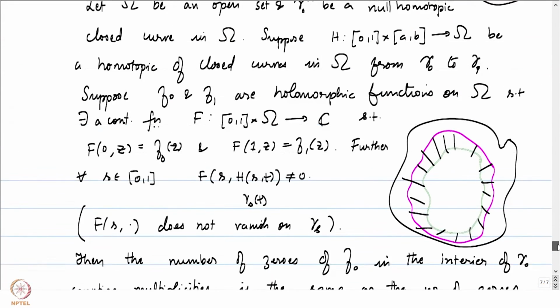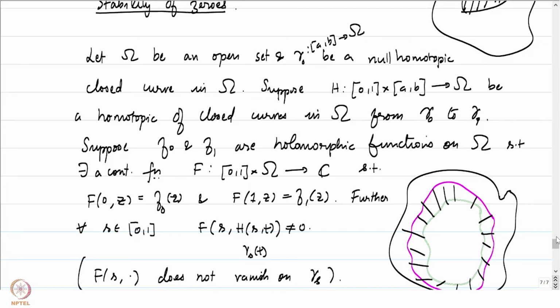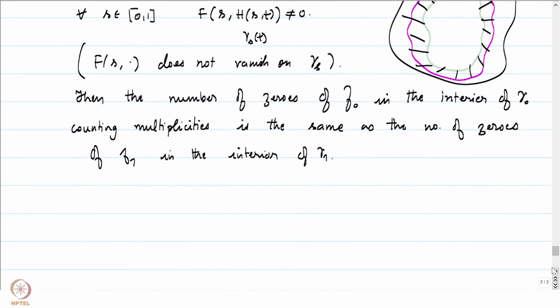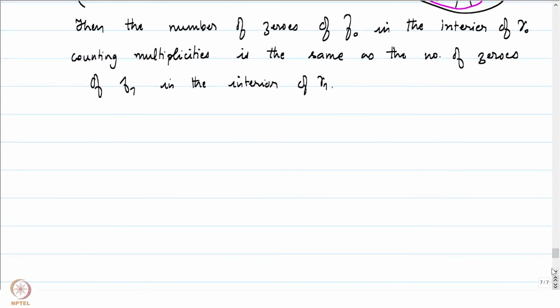Notice that the only assumption was about gamma 0, and gamma 0 was assumed to be a null homotopic curve. Because homotopy is an equivalence relation, gamma 1 is also going to be a null homotopic curve, and the interior of gamma 1 is defined in exactly similar manner. As of now we have not proved the Jordan curve theorem, so the interior does not make sense if I do not make it precise. The definition of the interior right now is by considering the homotopy, looking at its image, and the interior of that image is what we call the interior.